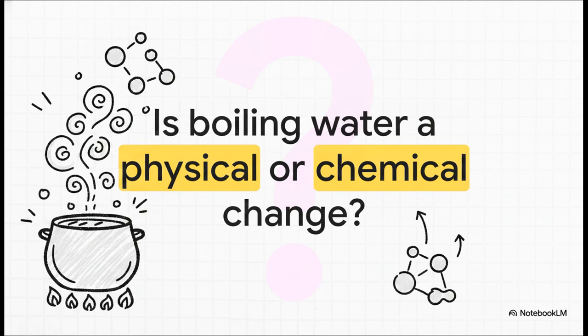Okay, time for a quick pause check. Is a boiling pot of water undergoing a physical or a chemical change? Think about it for a second. Well, the answer is, it's a physical change. Why? Because that liquid water is simply turning into water vapor. The vapor is still H2O. It's literally the exact same substance, just changing physical states from a liquid to a gas.